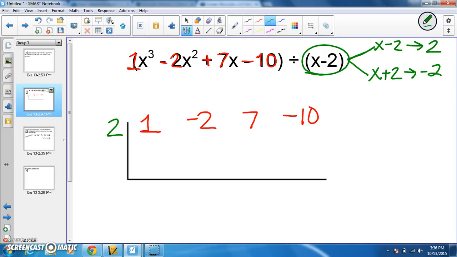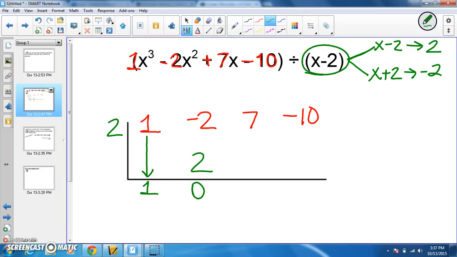So now that we have this all set up, we are going to start dividing, and we do that by bringing down the 1 outside of our box. We multiply 1 times 2, which is 2. We place that in the second column, and then we add down the second column. So -2 plus 2 is 0. We repeat what we just did until we are done with our coefficients.